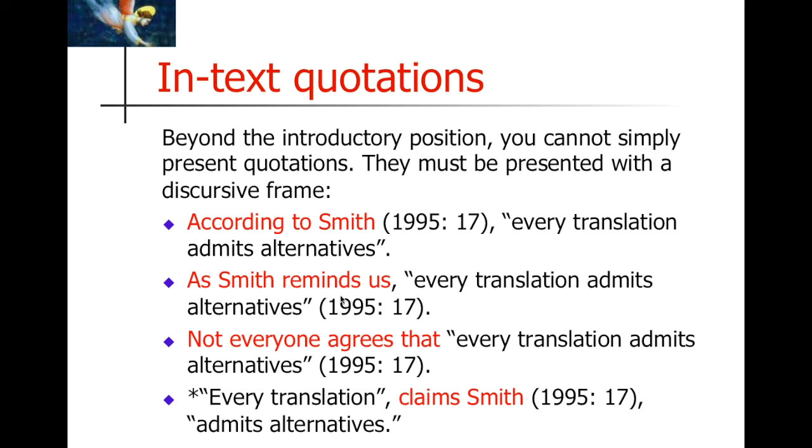We can figure out that Smith goes with 1995. Not everyone agrees that every translation admits alternatives. Not good. I would want Smith there, sorry. It was Smith, 1995, 17. I have to mix that up. Smith, because we know that comes from Smith, and we have to tell them. I'll do that later. And then every translation, claims Smith, admits alternatives. Now, this last one is what you find in novels or narrative, where you get the authorship inserted into the actual quotation. Academic English would tend not to use that, but it's one of the resources you've got if you want to make it lively or read like a novel, perhaps. So it's not normal, but it can happen, and it's a resource available to you.